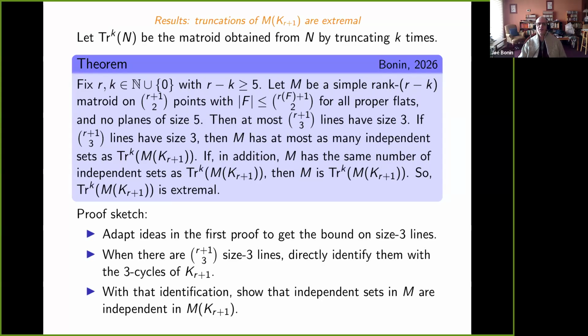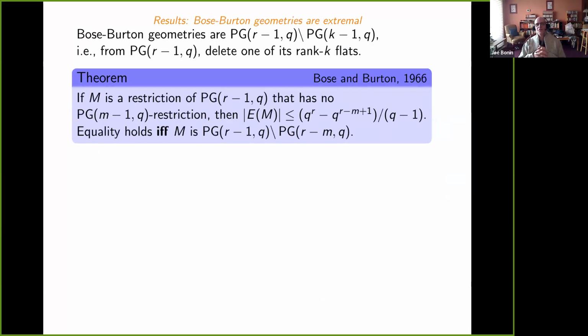What about projective geometries? Well, we've already seen full projective geometry, but here's an interesting variation on projective geometry. These are the Bose-Burton geometries, and I'll get to the characterizations of them soon, but let's just talk about what they are. Everybody knows Turán's theorem in graph theory, where you have a graph on n vertices and you want to avoid having complete subgraphs of a given size. A counterpart of that for projective geometries would be that you want to look at a restriction of PG(r-1,q) that has no PG(m-1,q) restrictions. It's like not having a complete subgraph.